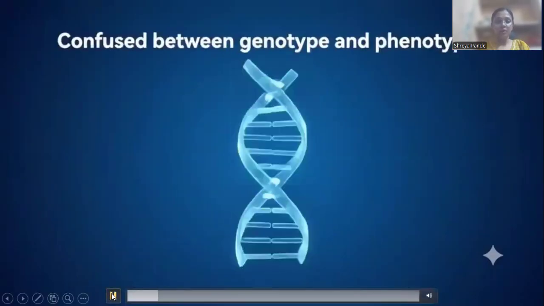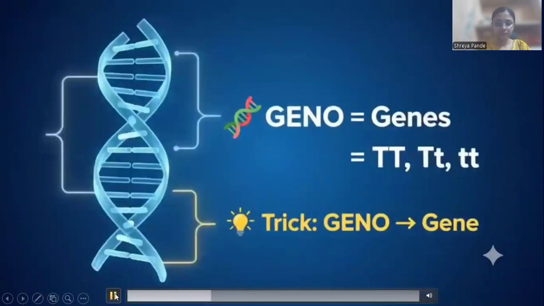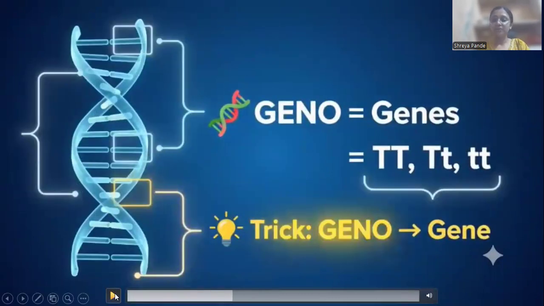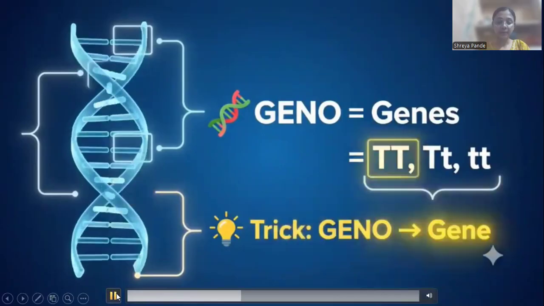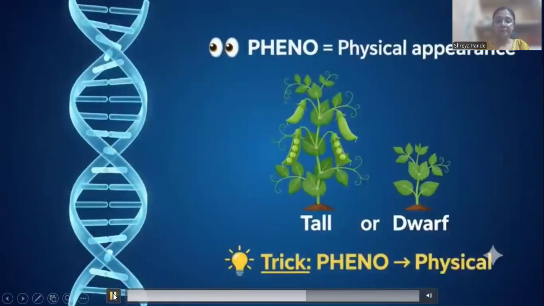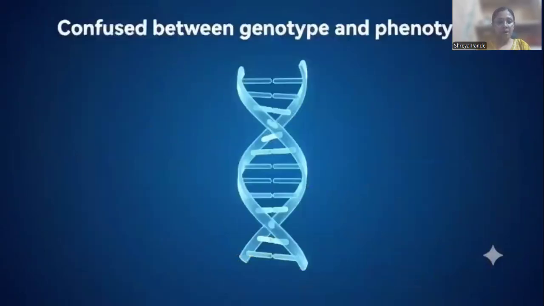Confused between genotype and phenotype? Geno means genes. So basically, geno refers to the genes. For example, if you are taking TT, capital T, small t, or both small t, which will refer to the dwarf plant, whatever genes you are talking about, they come under genotype. Like big T, small t. Pheno is the physical appearance, tall or dwarf. Confused between genotype and phenotype?